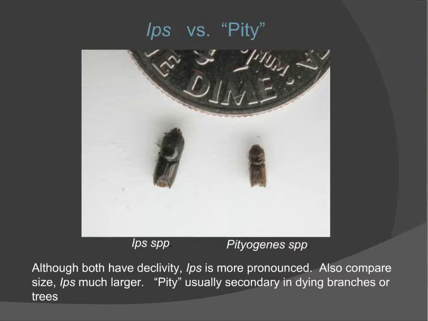Ips versus pitty. Now, we have seen a little bit of Pityophthorus, Pityokteines. There are several different species of pitties. It's about half the size of the Ips, and it is usually secondary and only in dying branches of trees.